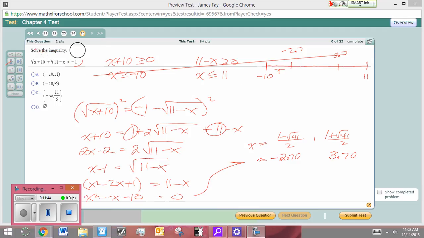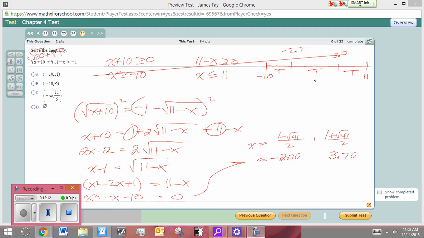Now in this interval here, 0 exists, so I'm going to plug 0 in. I plug 0 in, I get radical 10. Here I get radical 11. If I add those together, I will get something bigger than negative 1. So that's true as well. And now I'm going to try a number between 3.7 and 11. So I'm going to try 10. If I plug 10 in, I get the square root of 20. Plug 10 in here, I get square root of 1. If I add those together, that's something bigger than a negative number, so that's true as well. So I got true values in there.